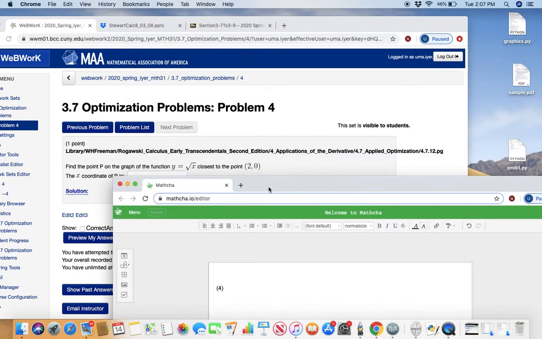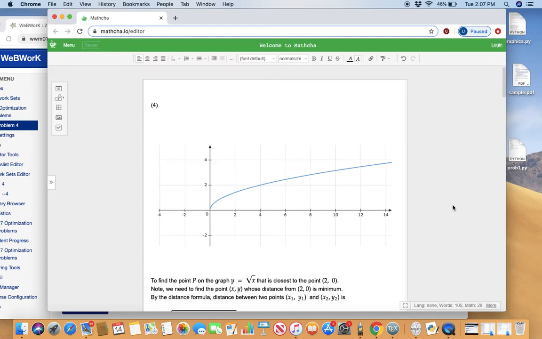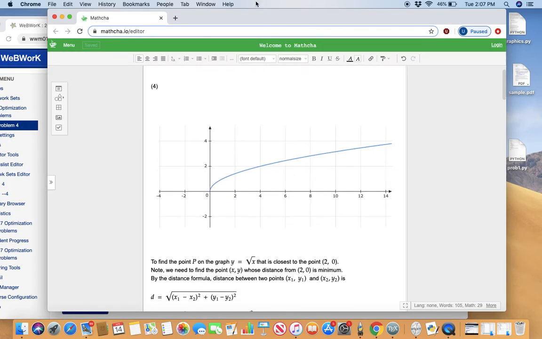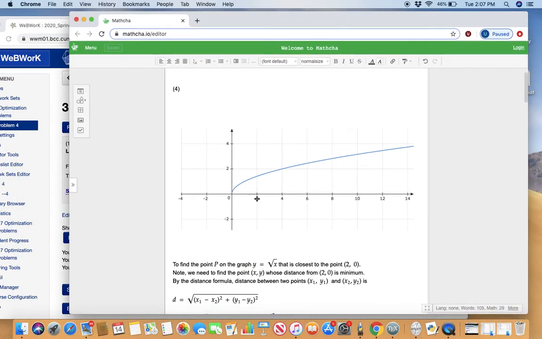So the curve is y equals square root x. You have seen this already in your earlier classes, it looks like this. The point (2, 0) is not on our curve. In fact, it is somewhere away from the curve. So you want to find the point that is closest on this curve to it. So it will be somewhere here, like that. You understand? So you want to figure out that particular point.